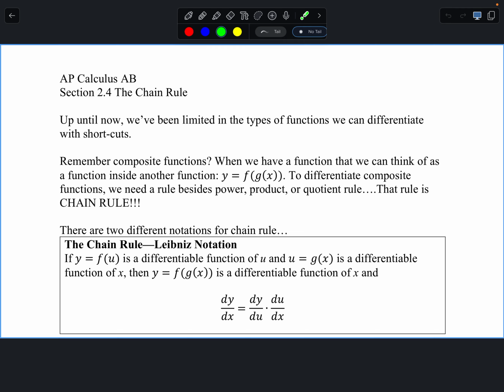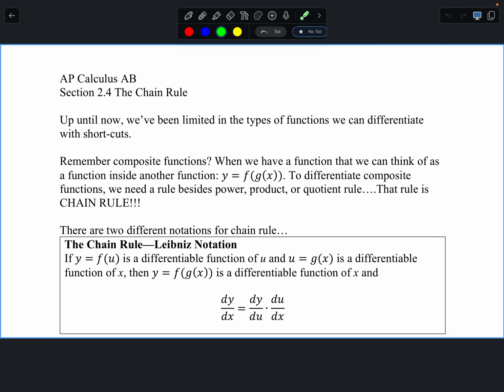Or, oh, this function is a quotient of two functions, so you would have to use the quotient rule in order to differentiate. So the chain rule is whenever you're looking at a function and you see a function inside of another function. Okay, outside function, inside function. And we're still going to be using those other rules that we've previously talked about.